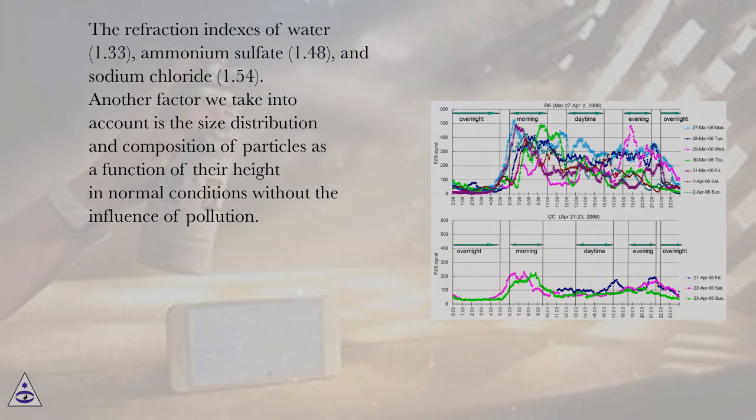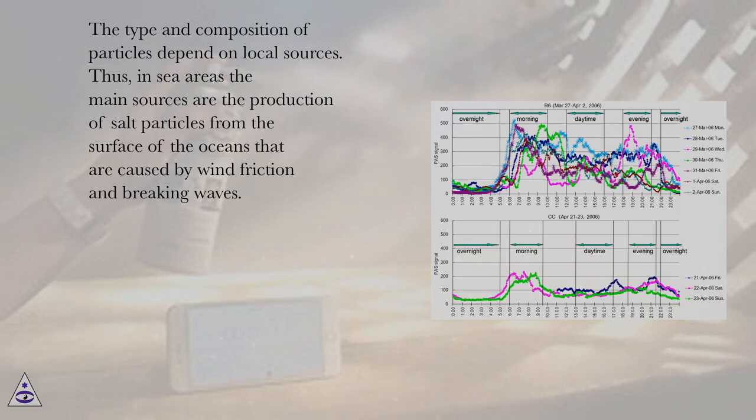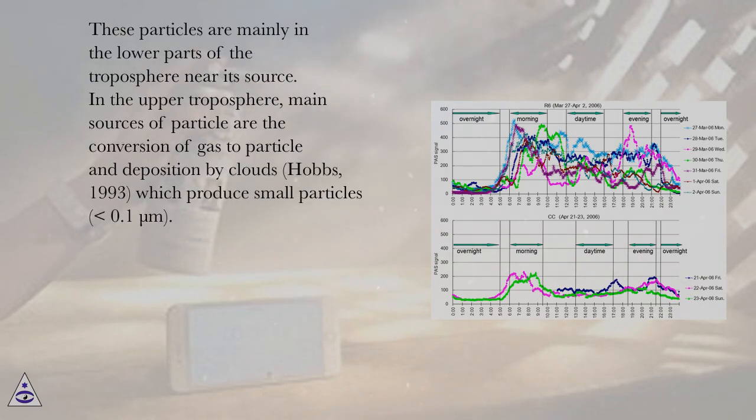Another factor we take into account is the size distribution and composition of particles as a function of their height in normal conditions without the influence of pollution. The type and composition of particles depend on local sources. Thus, in sea areas the main sources are the production of salt particles from the surface of the oceans that are caused by wind friction and breaking waves. These particles are mainly in the lower parts of the troposphere near its source.